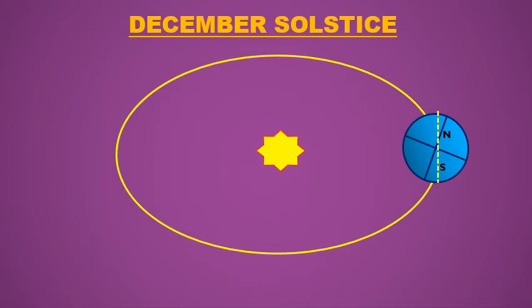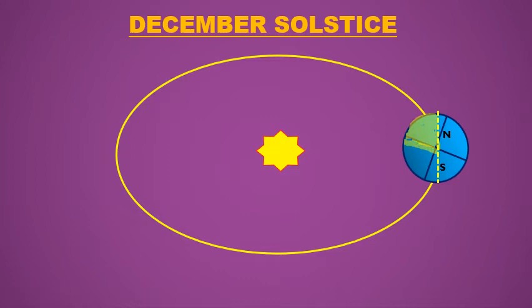Now, in the month of December, we can see that the northern hemisphere receives sunlight in a very small portion, or a very small area of the northern hemisphere receives sunlight, due to which the days are shorter and the season of winter is there, temperatures are lower.